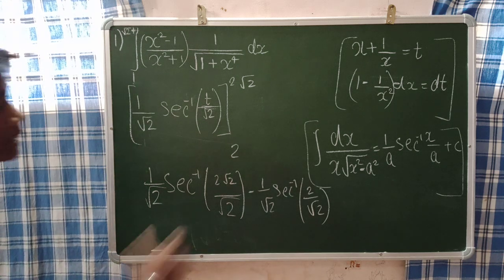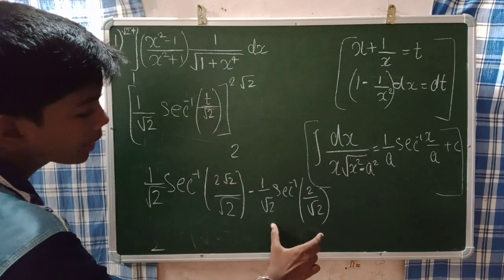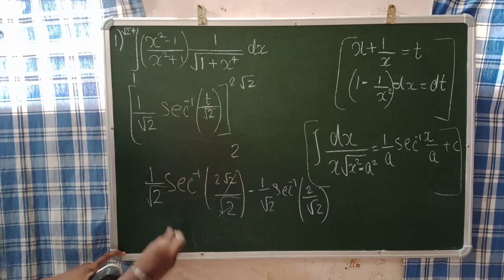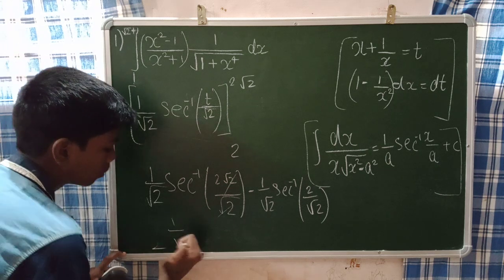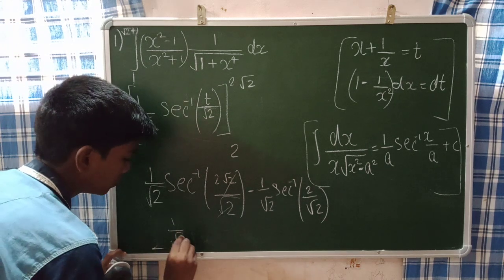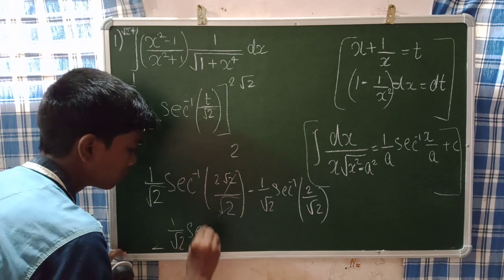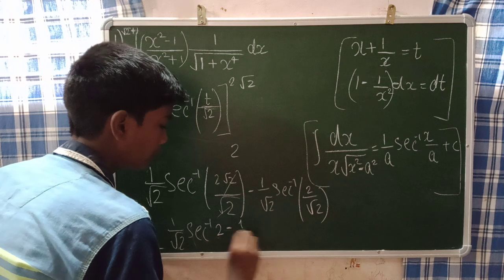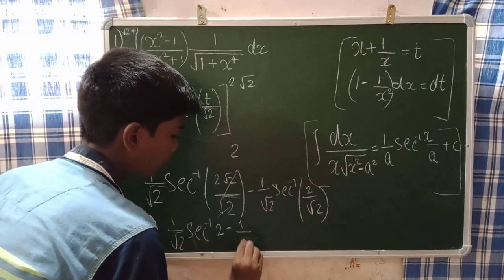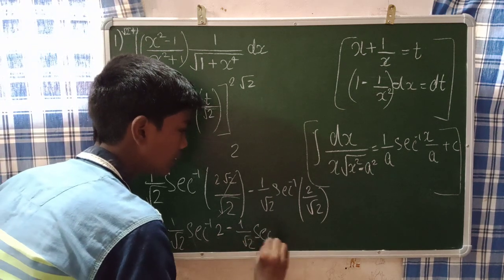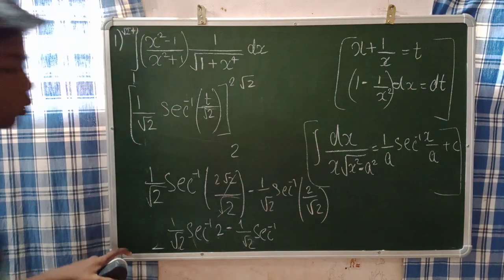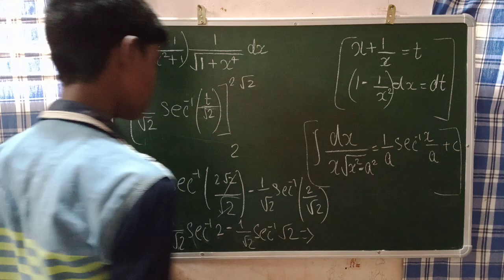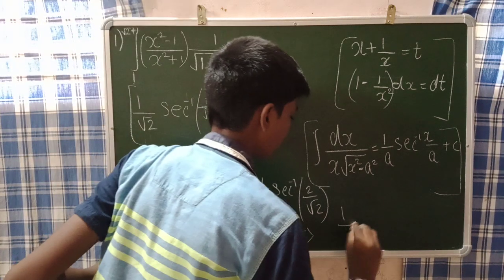After minus of, then put 2 in place of t. This is what you will get when you put 2 in place of t. After this root 2 will get cancelled. So I will write the same expression: 1 by root 2 into secant inverse of 2, then minus 1 by root 2 into secant inverse of root 2 by root 2. 2 by root 2 is what? Root 2 only.